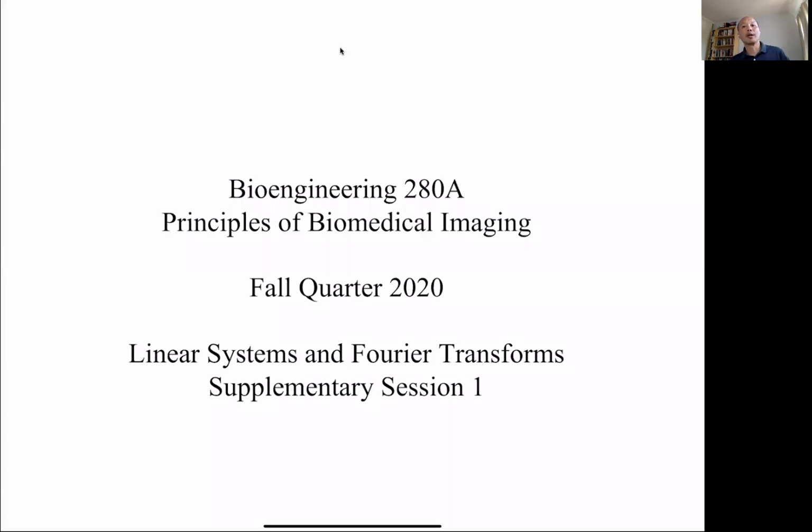Okay, so in this session, we're going to go over some of the basics of linear systems before transforms. This is a fairly small group, so feel free to ask questions, or if there are topics that you would like covered that we haven't covered, I'll either try to do them today or we can pick them up in next week's session.